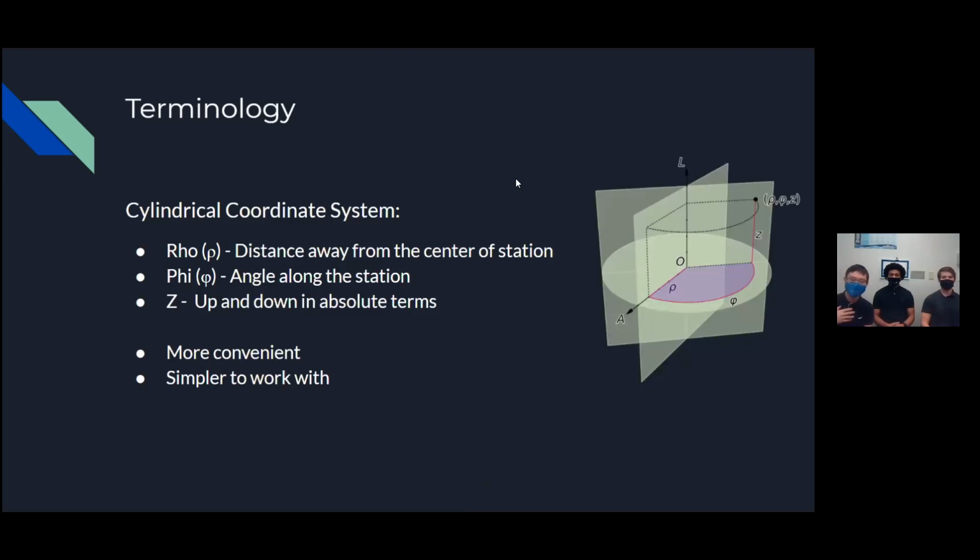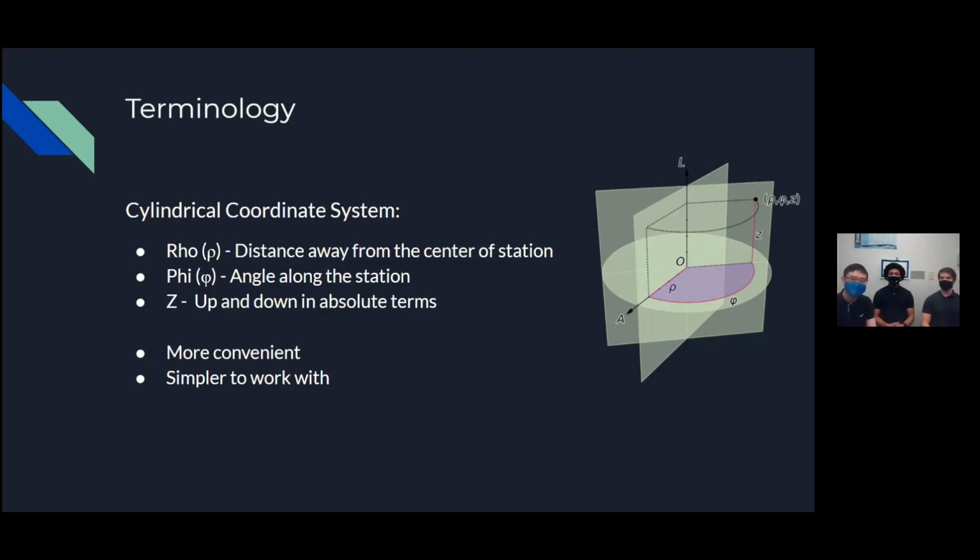Now, I wanted to go over some terminology first. We decided to use a cylindrical coordinate system to refer to the walls and the surfaces on the station. The reason we did this is because it was more convenient and simpler to work with, to have a method of naming walls in a more intuitive sense for the station. This way we didn't have to confuse left, right, up, and down.